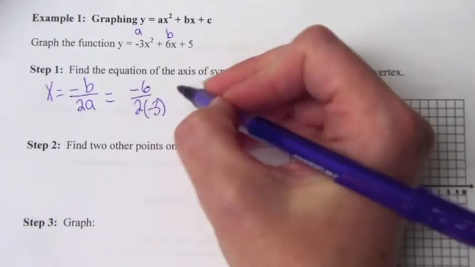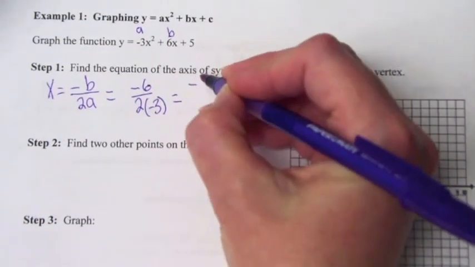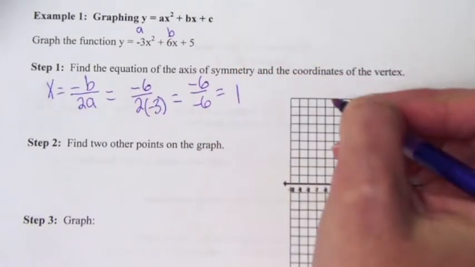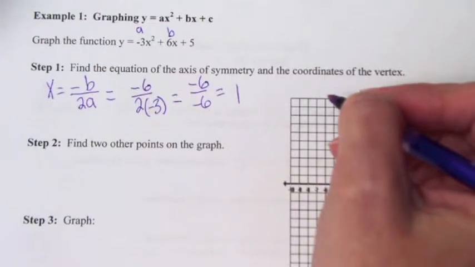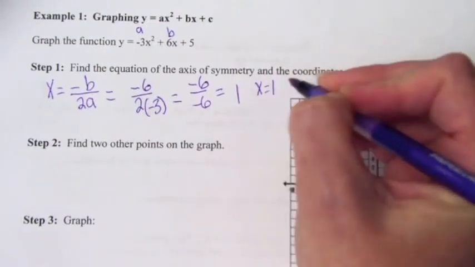Let's simplify this. And I will not make you remember this axis of symmetry equation. Negative 6 over 2 times negative 3. So we get negative 6 on top, and on the bottom we get negative 6. Negative 6 over negative 6 equals 1. So our axis of symmetry is x equals 1.